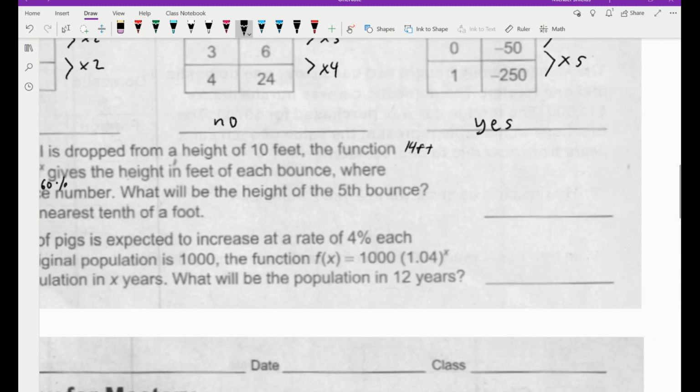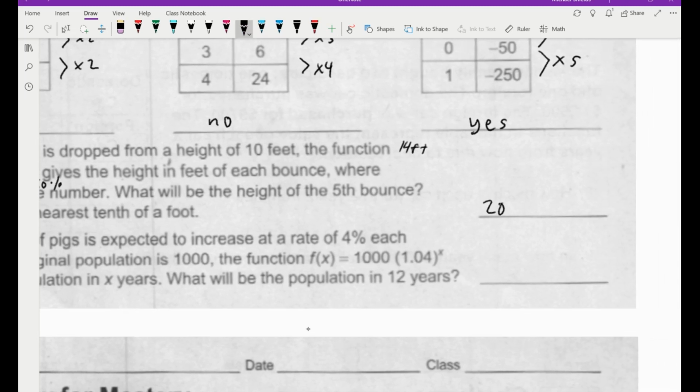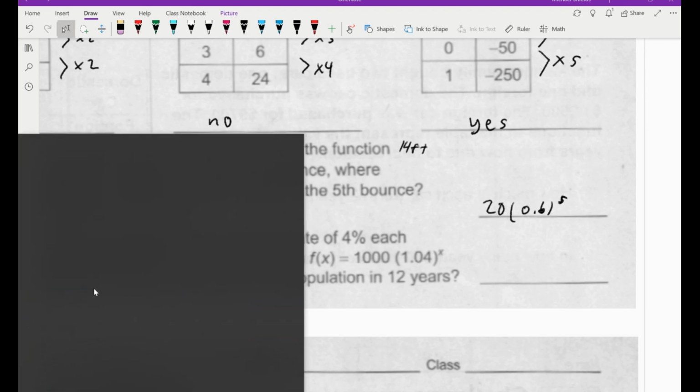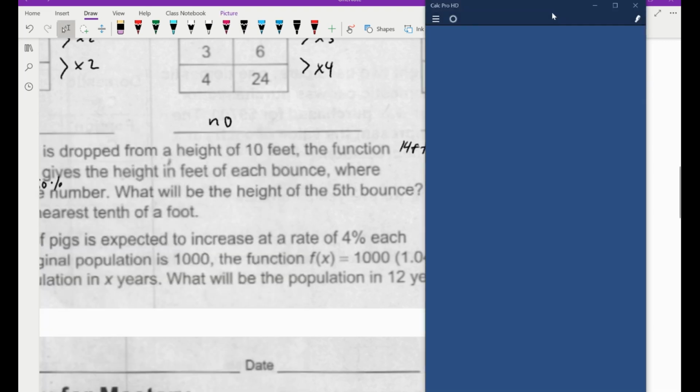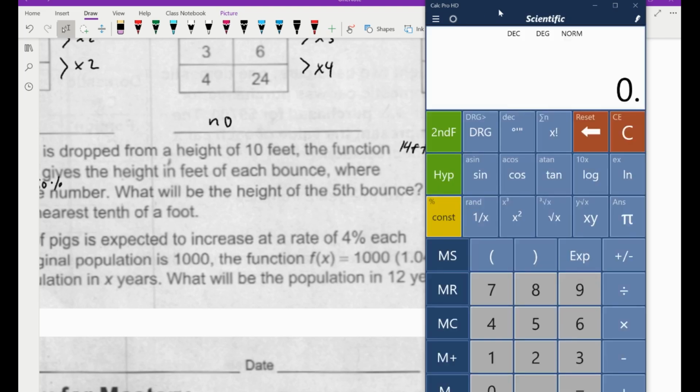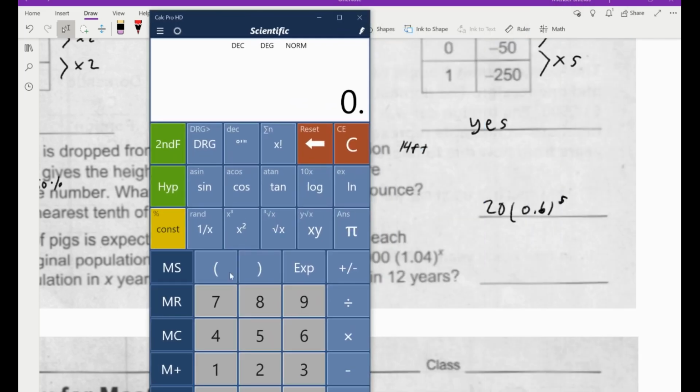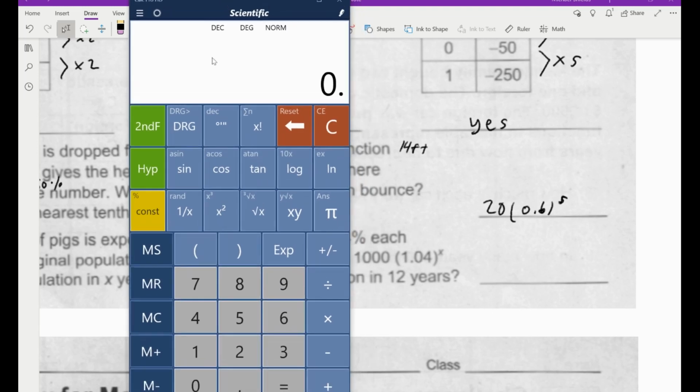In this problem, what would the height be? It would be 20 times 0.6 raised to the fifth. And we can enter this in our calculator. Let's get it here in our calculator. Well, let me move the calculator over. Here we go. Okay, and let me move it up.